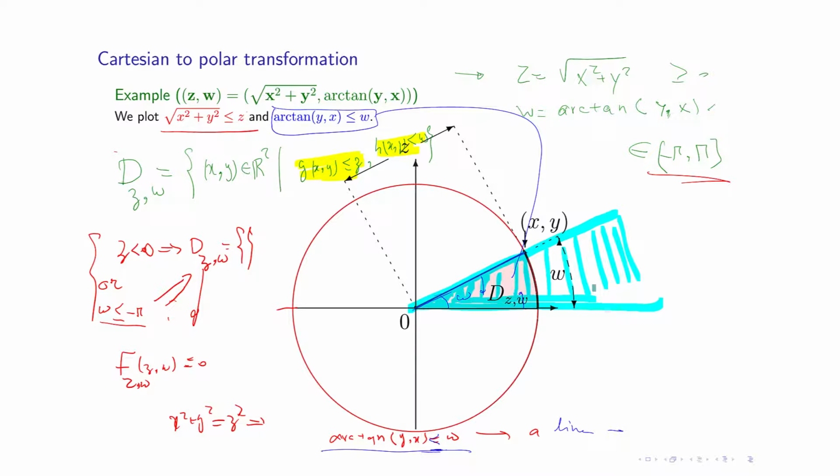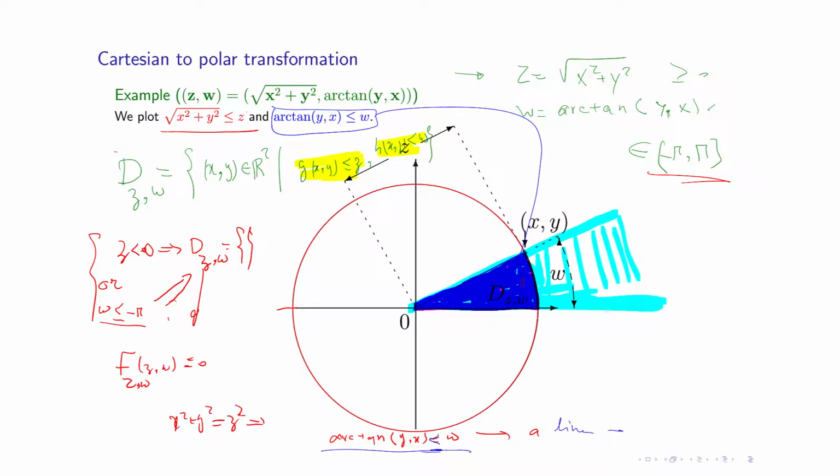Now I have to have the intersection of all the points inside the circle and all the points which are blue. So the intersection is going to be the points which are in here, inside this arc.